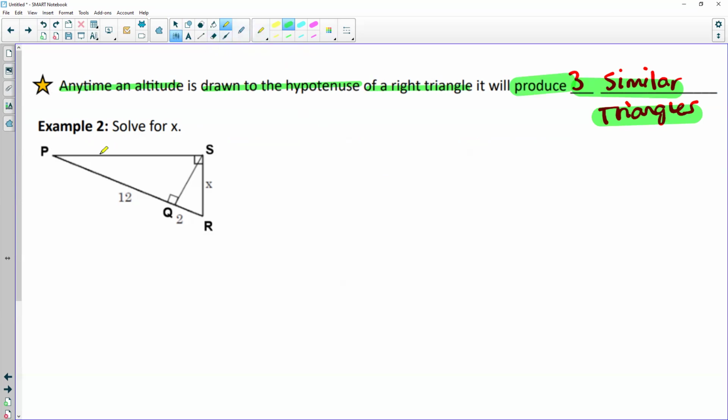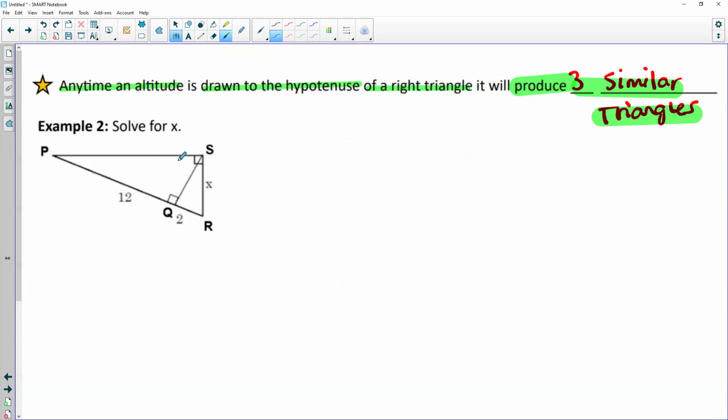So let's look at how we're actually going to solve these kinds of problems. Example 2 says solve for x, right? What we're going to do is more or less use the same idea that we had earlier for separating out the three triangles with the rings and everything, all right? So if I look here, following those same steps, we've got an altitude drawn to the hypotenuse of this right triangle. My altitude here is represented by QS. When this happens, it's going to create a total of three similar triangles. And let's take a look at these three similar triangles in question.